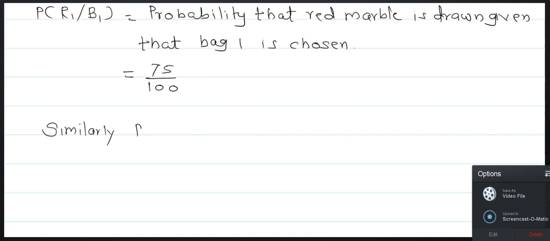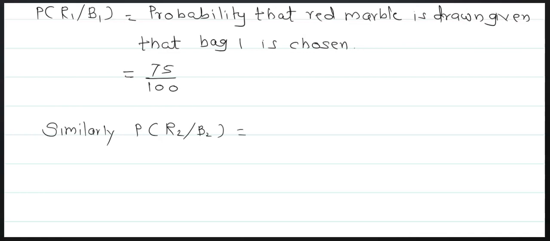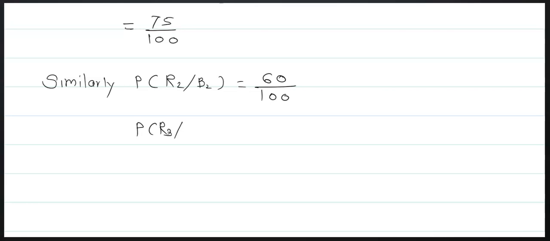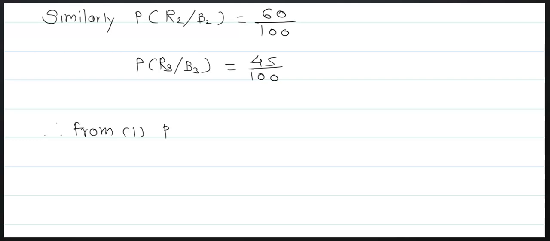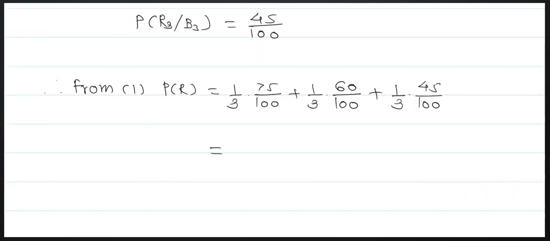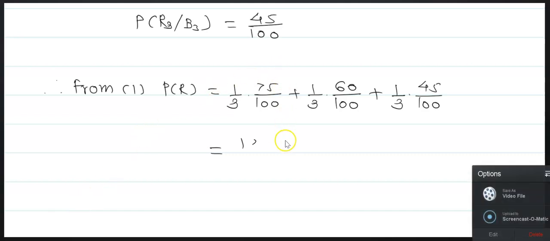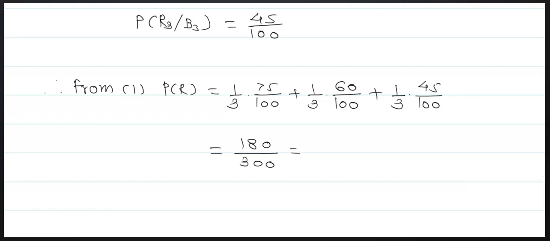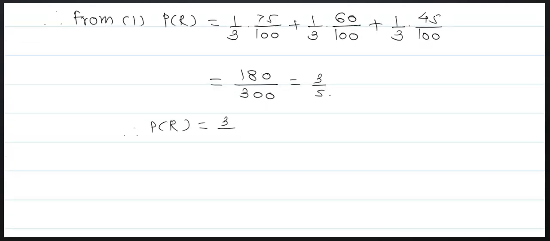Similarly, probability of R2 conditional B2 is equal to 60 upon 100. And for the third, probability of R3 conditional B2 is equal to 45 upon 100. Therefore, from 1, probability of R is equal to 1 by 3 into 75 upon 100 plus 1 by 3 into 60 upon 100 plus 1 by 3 into 40 upon 100. That is equal to 180 upon 300, which is equal to 3 by 5.